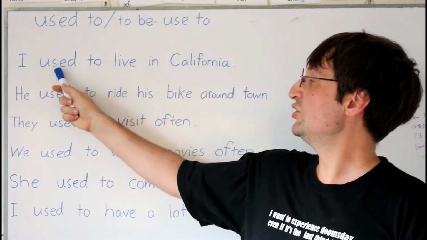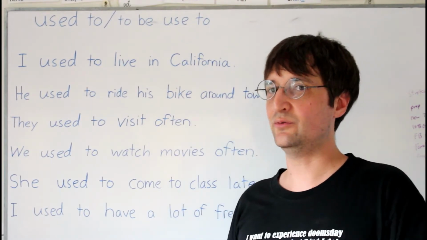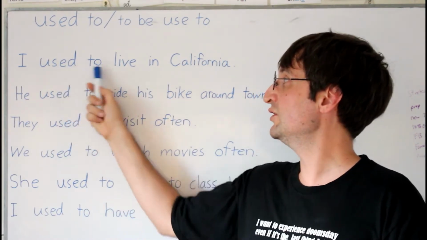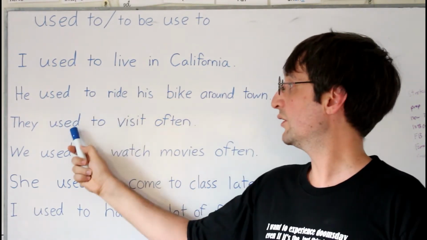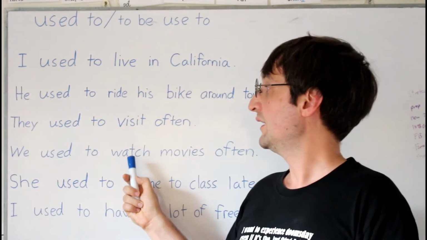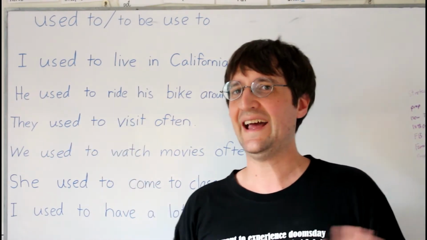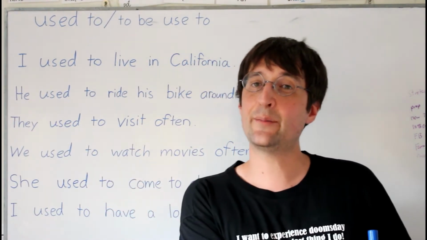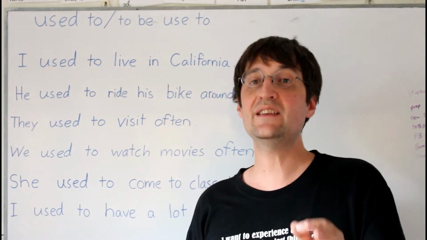Now remember that this used to acts like a helper verb, sort of like have to. And live here is the main verb in the sentence. This used to just shows that the main verb, used to ride, is the main verb. Used to visit is the main verb. Used to watch is the main verb. It looks sort of like used is the verb and then it's followed by an infinitive, but that's not how it actually functions in the sentence. This used to shows the action used to happen in the past, before, but no longer does.